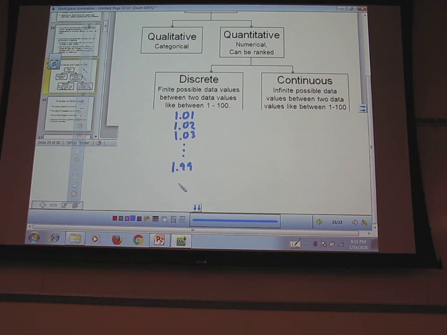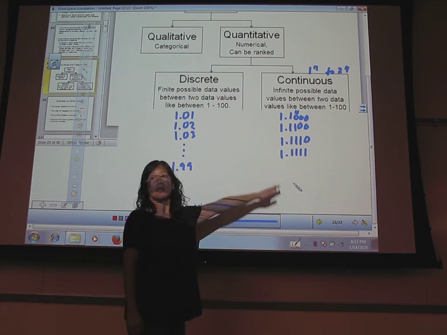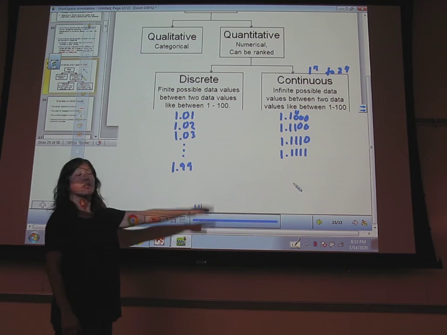Now, if I was to measure between 1 inch and 2 inches, I could measure something, and it could be 1.1 inches. It could be 1.11 inches, which is a little bit different. It could be 1.111 inches. It could be 1.1111 inches. And you can keep going on and on and not even get to 1.2 inches. Do you guys see what I'm saying? There is an infinite number of possibilities here. So things you measure are continuous.